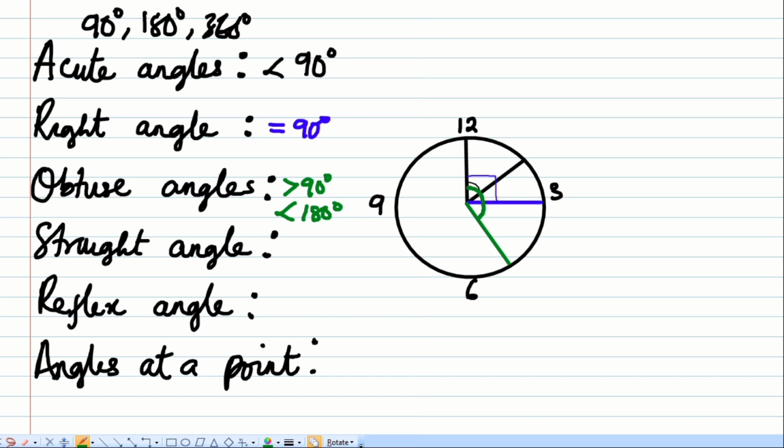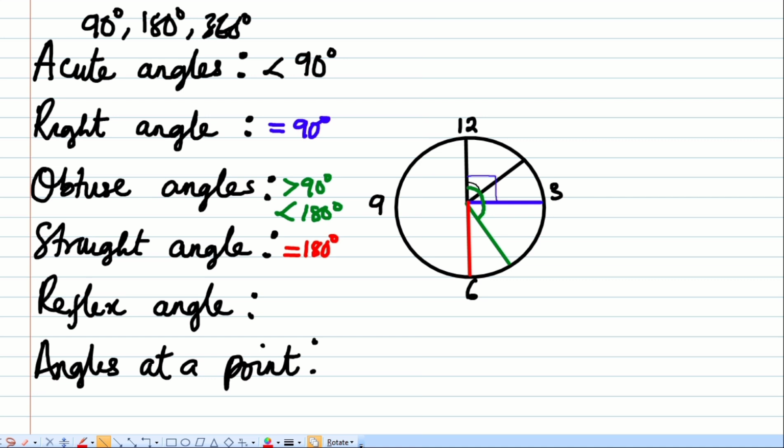Now the next one will be what? A straight angle. Sometimes you call it angles on a straight line. So an angle on a straight line is exactly equal to 180 degrees. Alright, representing it, that would be when the hour hand is exactly at 6 o'clock. So we are exactly at 6 now. So that would be an angle on a straight line.